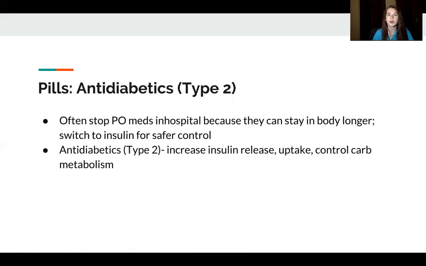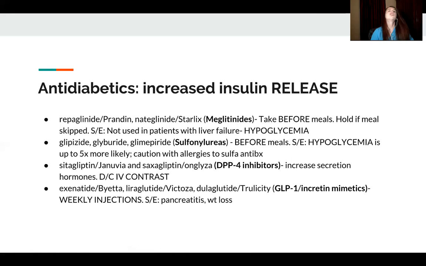They often are stopped in the hospital because they can stay in the body longer, and so the doctor may switch to insulin just while inpatient in order to provide for safer blood sugar control. Antidiabetics act by 3 mechanisms. They can increase the insulin release from the pancreas, they can allow the receptors to be more receptive, so they'll increase the uptake of the insulin, allowing the insulin to get onto those receptors and work properly, or they'll even control carb metabolism. First one, increase insulin release.